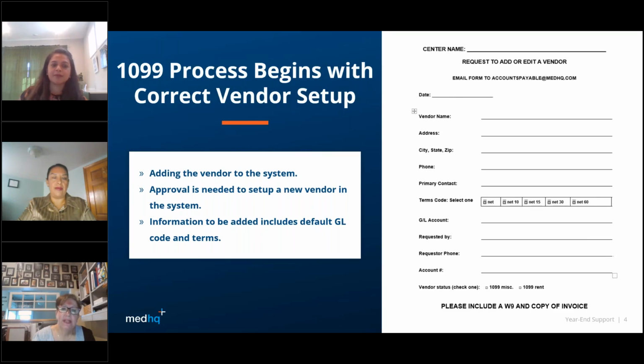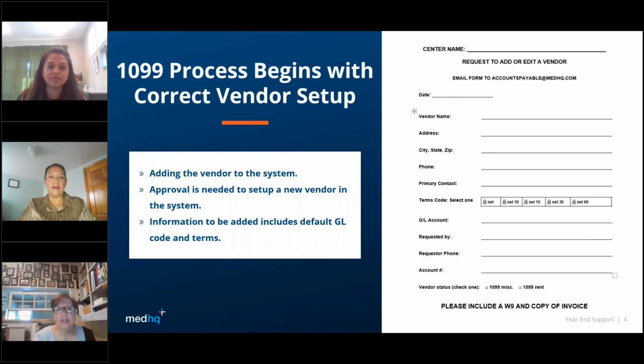As we get into year-end and 1099 filings, it is essential that we cover how we handle setting up a new vendor. We feel the 1099 year-end process will be easier if the vendor is correctly set up from the start. It saves a lot of time and avoids the last-minute hassles for both the client and MedHQ.